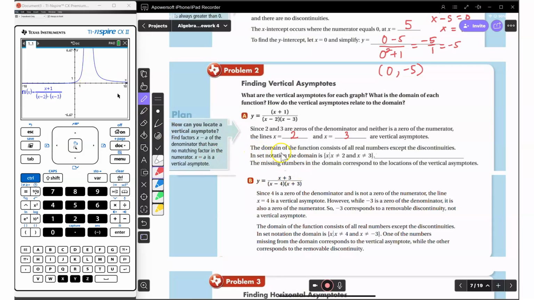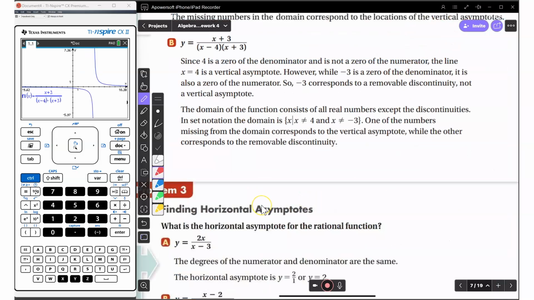So the domain of the function consists of all real numbers except the discontinuities, and the set notation of the domain is all numbers except 2 and 3. So you can write down all numbers except 2 and 3. So all the numbers less than 2, in between 2 and 3, and greater than 3 are going to be in the domain.